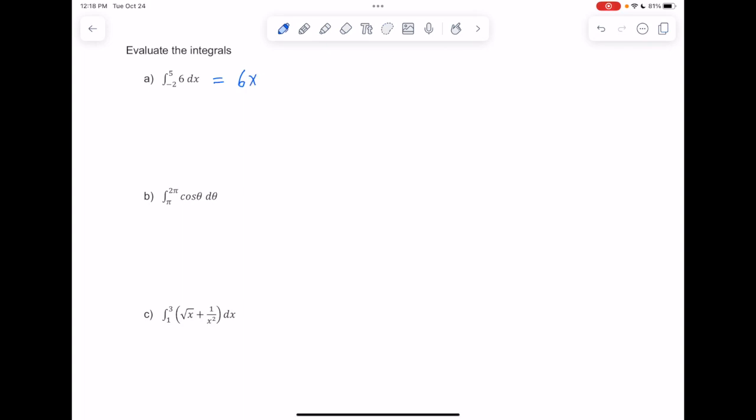If you wanted an indefinite integral, you'd say 6x plus c, but it doesn't matter which antiderivative we pick, so we just pick the one where the plus c part is a 0 and go with the simplest antiderivative. So in this case, 6x. And then we evaluate that from the lower limit to the upper limit. And what that means is plug in the upper limit first, and then subtract what you get if you plug in the lower limit. So we get 30 plus 12, or 42.